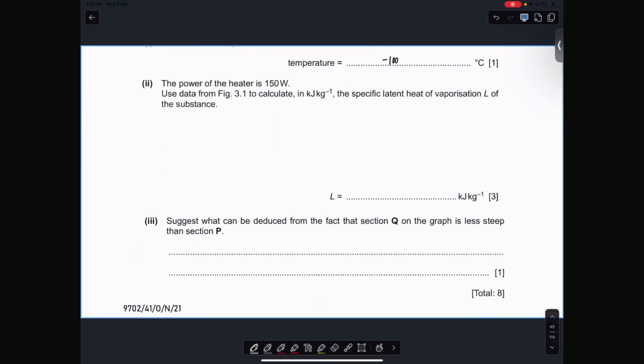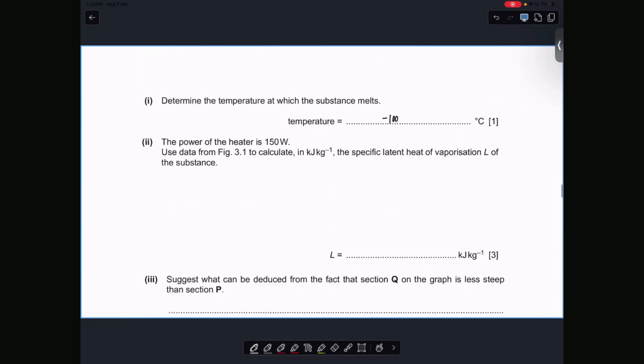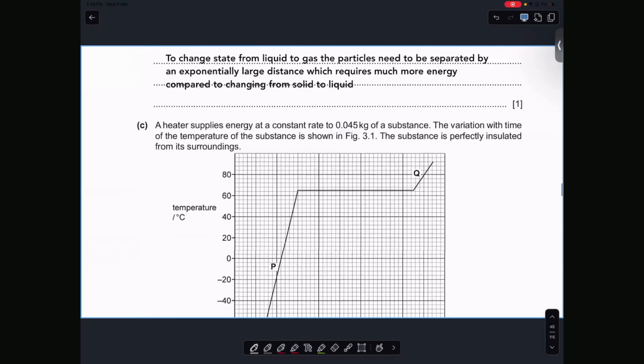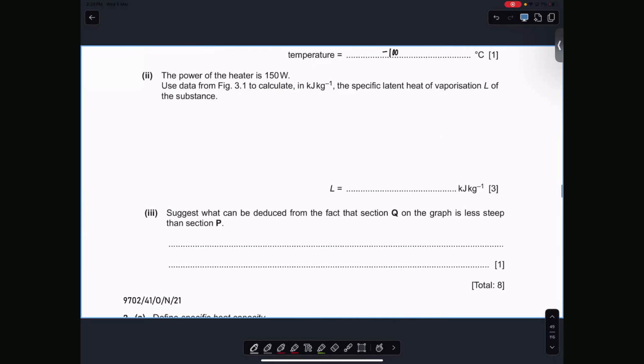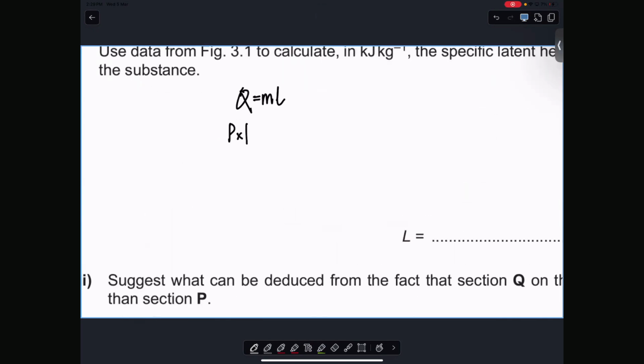The power of a heater is 150 watt. Use the data from figure 3.1 to calculate the specific latent heat of vaporization for the substance. So power is given here, I have to find the latent heat of vaporization. The mass is 0.045. So I have to write down my formula. Q equals ml. Q is the amount of energy provided. That's 150. When Q is going to be what? Power into time equals ml. Power is 150. We will find the time from the graph.